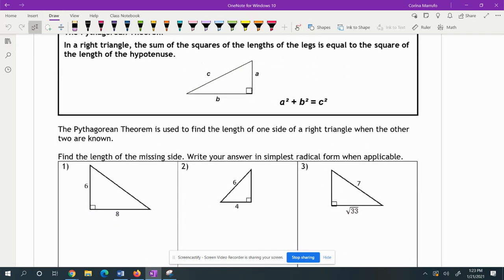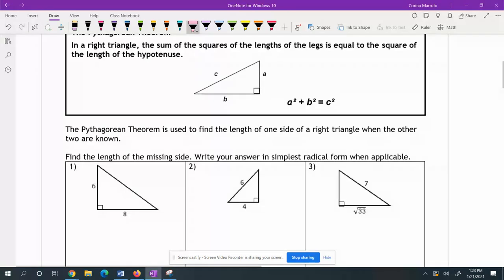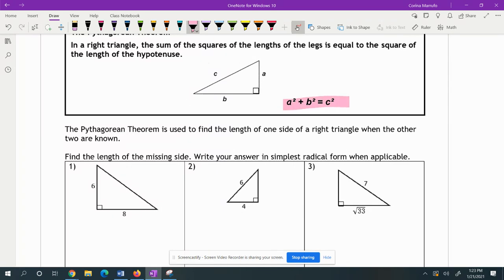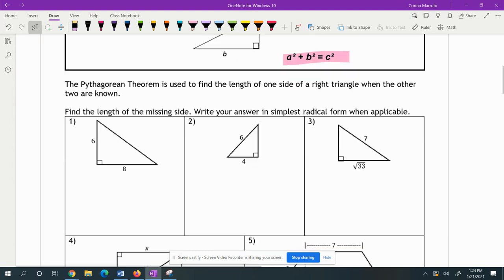The sum of the squares of the lengths of the legs is equal to the square of the length of the hypotenuse. Okay, so pretty much you do a squared plus b squared equals c squared. You guys have been doing this since middle school, elementary, so you guys got this. All right, so the Pythagorean theorem is used to find the length of one side of a right triangle when the other two are known. Find the length of the missing side. Write your answer in simplest radical form when applicable.